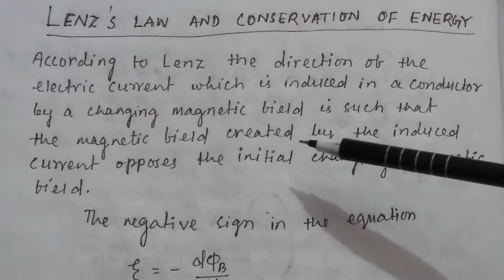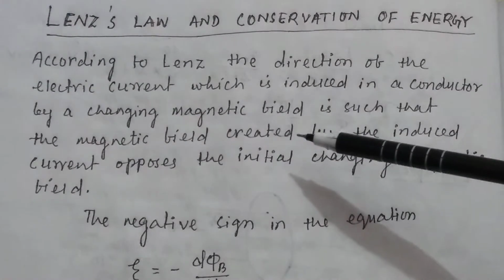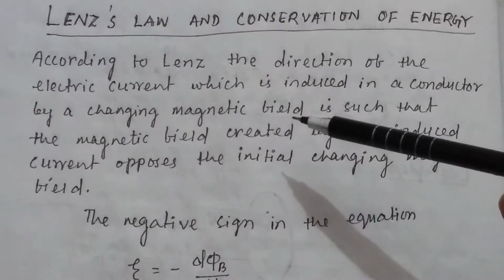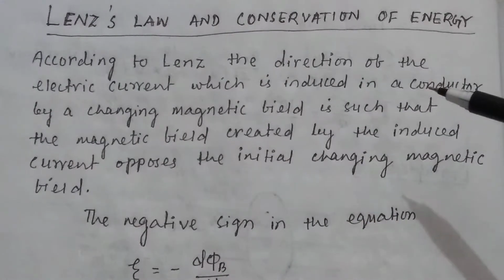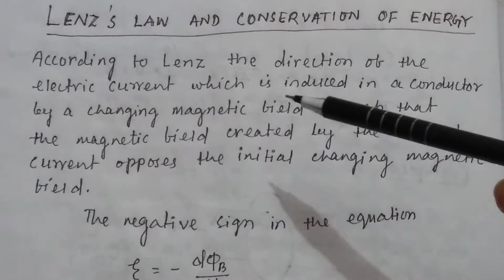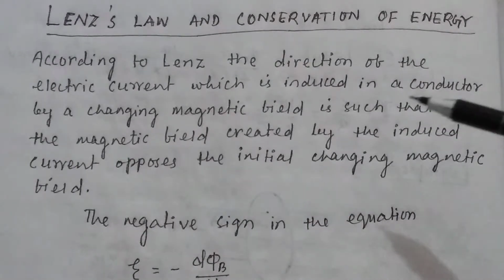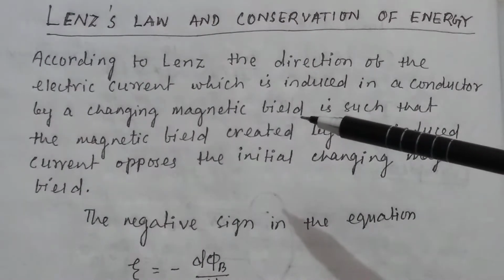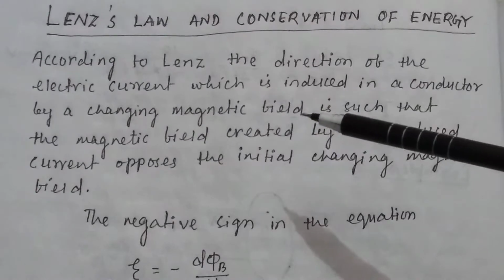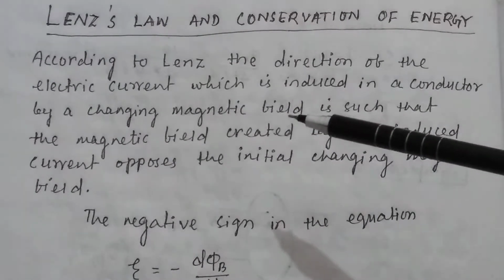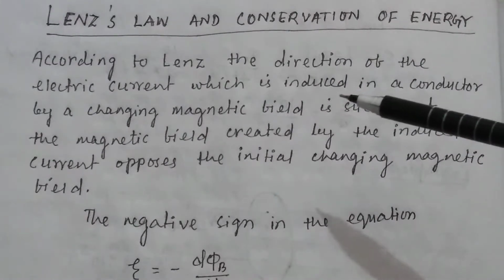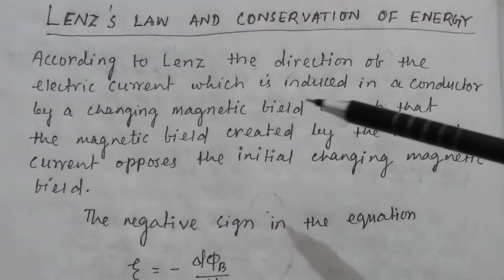So when the magnetic field linked with a conductor changes, remember, a current will be induced in the conductor. If you change the electric field or electric flux, there will be no induced current. Only when there is a change in magnetic field or magnetic flux in a conductor will induced current be produced.